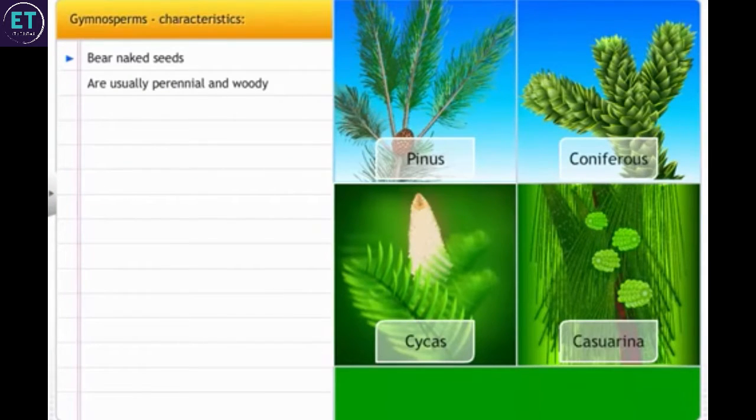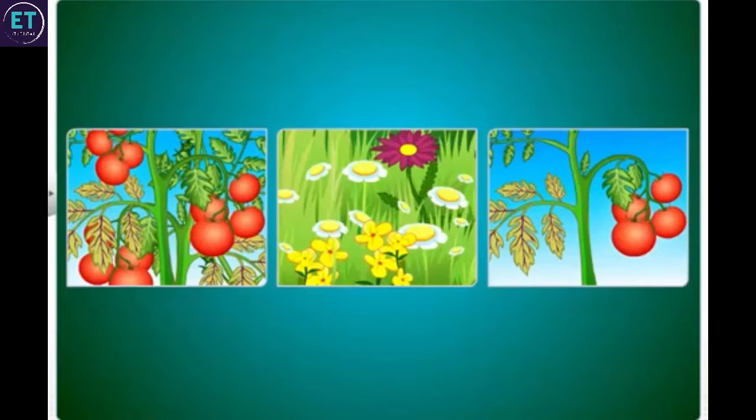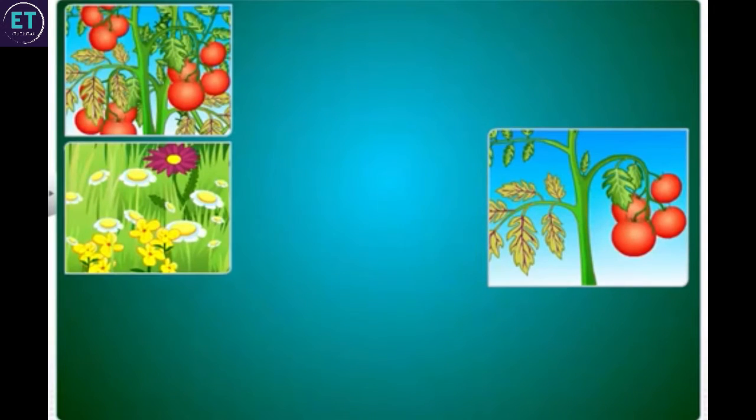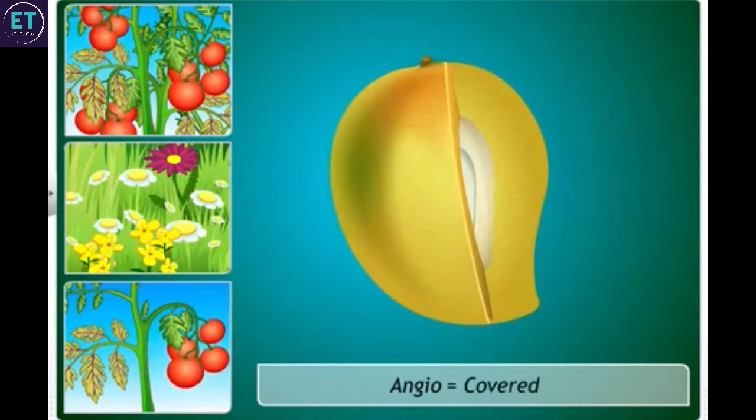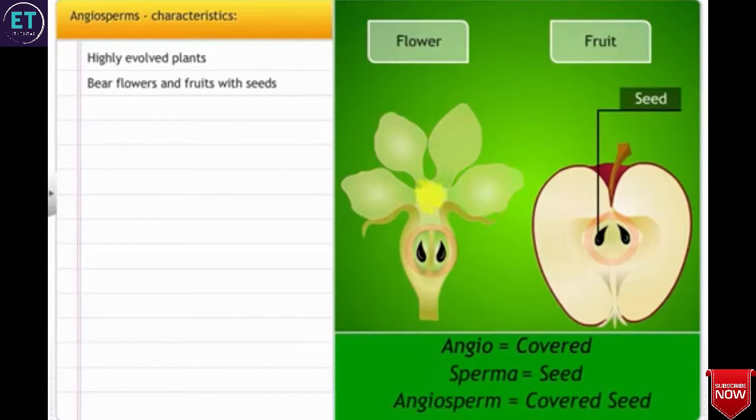Gymnosperms get their name from two Greek words, gymno, meaning naked, and sperma, meaning seed. As you can guess from the name, gymnosperms bear naked seeds and are usually perennial and woody. The opposite of gymno in Greek is angio, meaning covered. Hence the word angiosperm means covered seed.